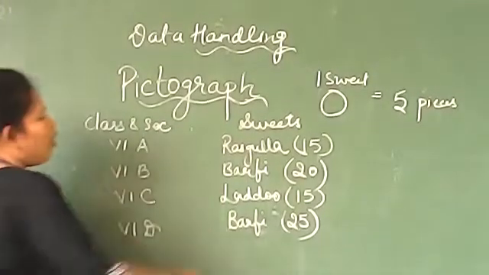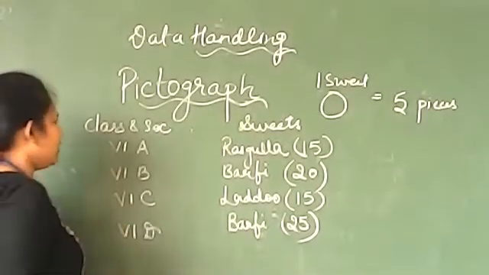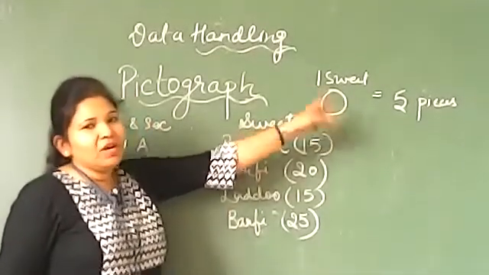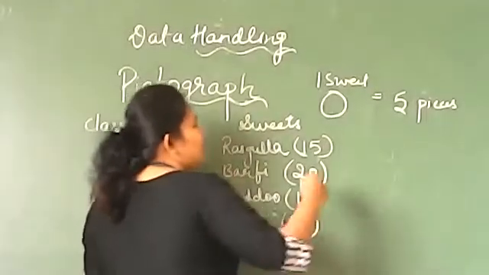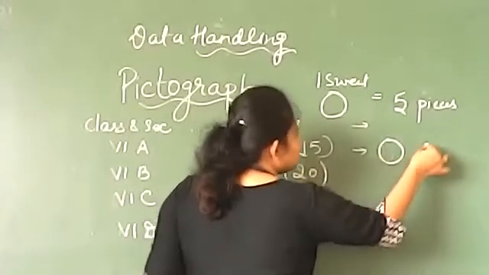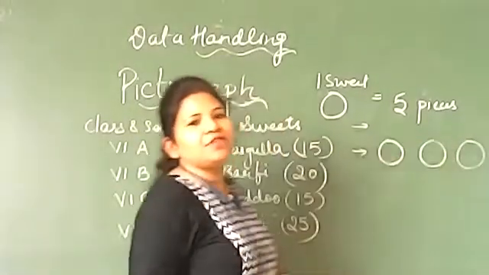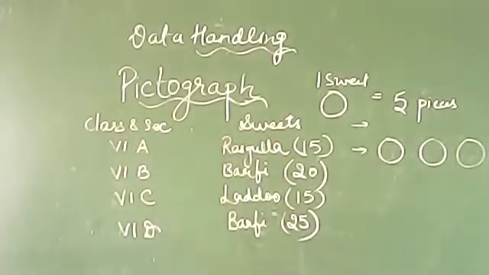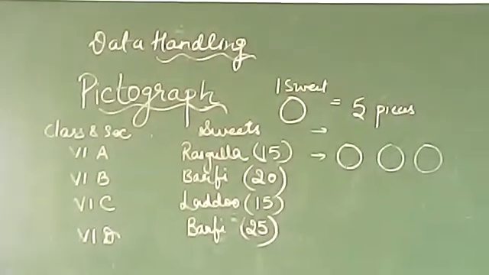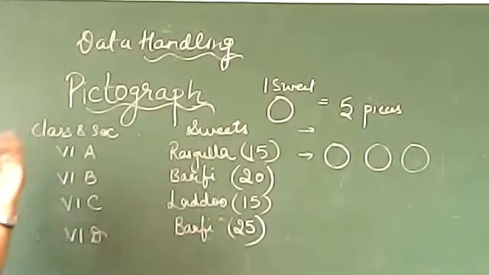Now we have to represent the sweets. Let's observe it one by one. In 6th A they like rasgulla. Rasgullas are total 15. One piece represents 5, so it means we need only 3 pieces. Here we will be representing it by pictures. How do we make a rasgulla? It is always in the shape of a circle. So 1, 2, 3: 5, 5, 5. So the total is 15. Remember, you will not draw a total of 15, beta. You will simply draw only 3, because you are representing one picture as 5.